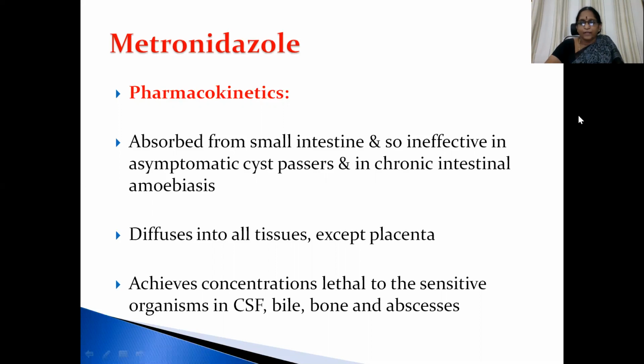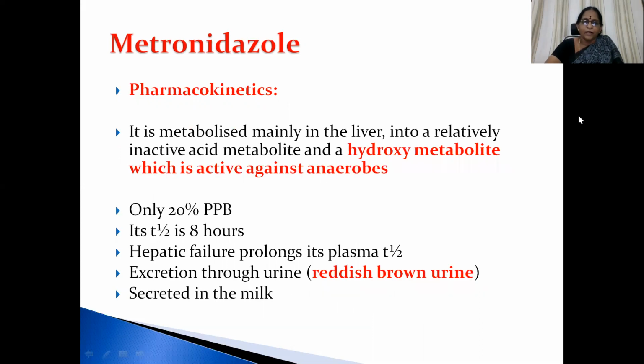Then coming to the pharmacokinetics, it is absorbed from the small intestine, so it is ineffective in asymptomatic cyst passers. If it is not getting absorbed in the small intestine, then the molecule will directly enter into the lumen of the large intestine where it can produce its own action. So that's why it is not used in the management of asymptomatic cases and also in chronic intestinal amoebiasis as well. Then it diffuses into all tissues except placenta and achieves concentrations lethal to the sensitive organisms in CSF, bile, bone, abscesses, everything. It can approach everywhere.